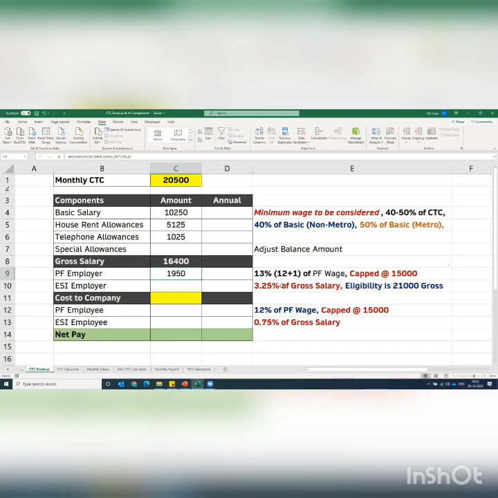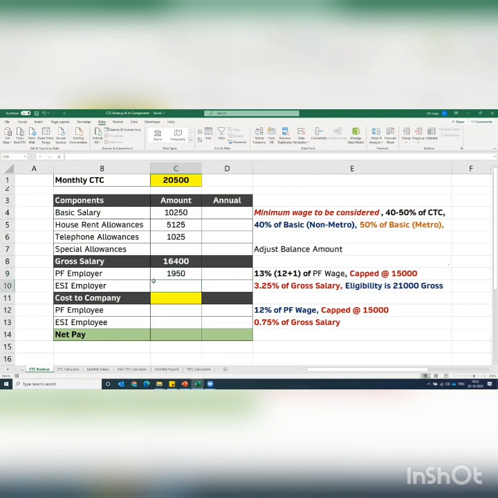And even if you notice here, the gross salary of the employee is more than 15,000, but our PF cost has been limited to maximum 15,000, right? If you multiply 15,000 by 13%, you will get 1950. So that's how we have limited our cost to maximum 15,000.